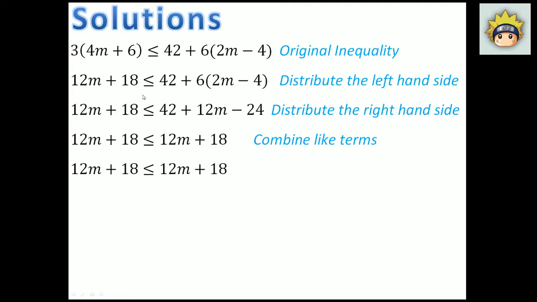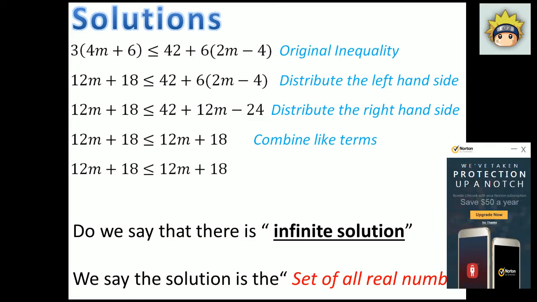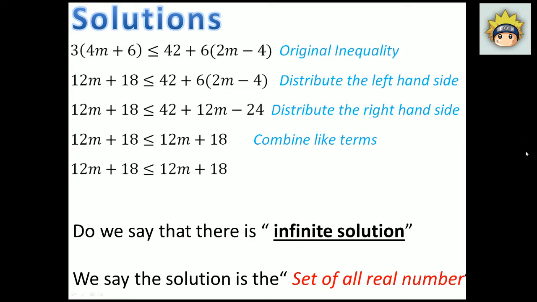The only difference here is that this is no longer an equal sign. It is an inequality symbol: less than or equal to. So, like before, when we had 12m plus 18 equal to 12m plus 18, we called that infinite solutions. In this case, since it's an inequality, do you think there are infinite solutions? We actually call it something else. We say that the solution is the set of all real numbers.